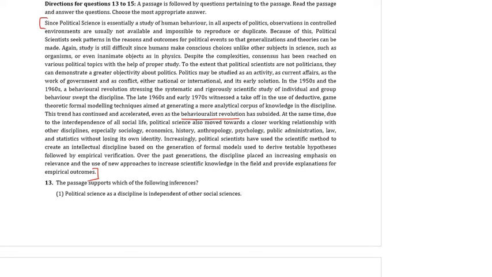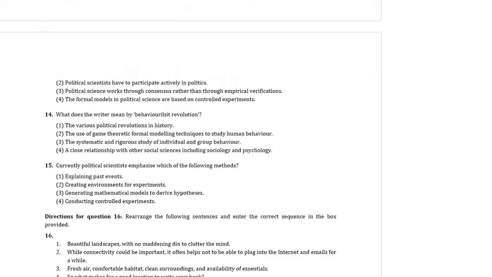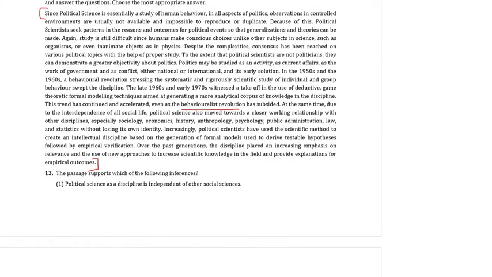Does this answer my question? Does this give me enough data to answer here? The various political revolutions in history. This doesn't really seem to be the right answer because it does not discuss politics. The systematic and rigorous study of individual and group behavior and a close relation with other social sciences including sociology and psychology. So are these two things mentioned in the passage here?